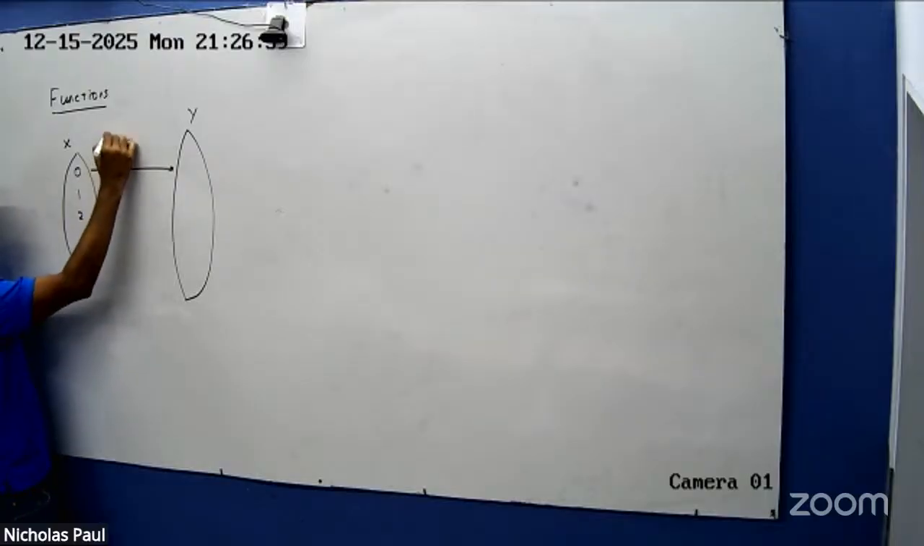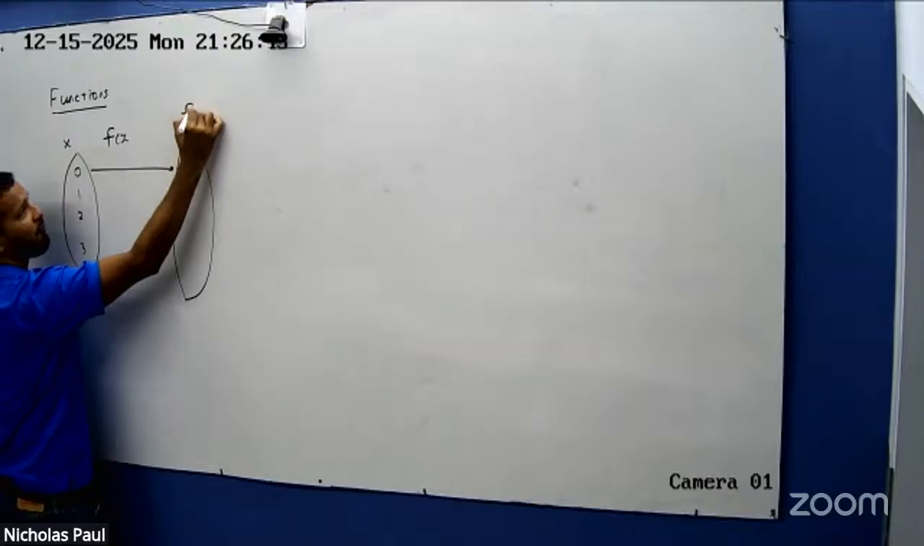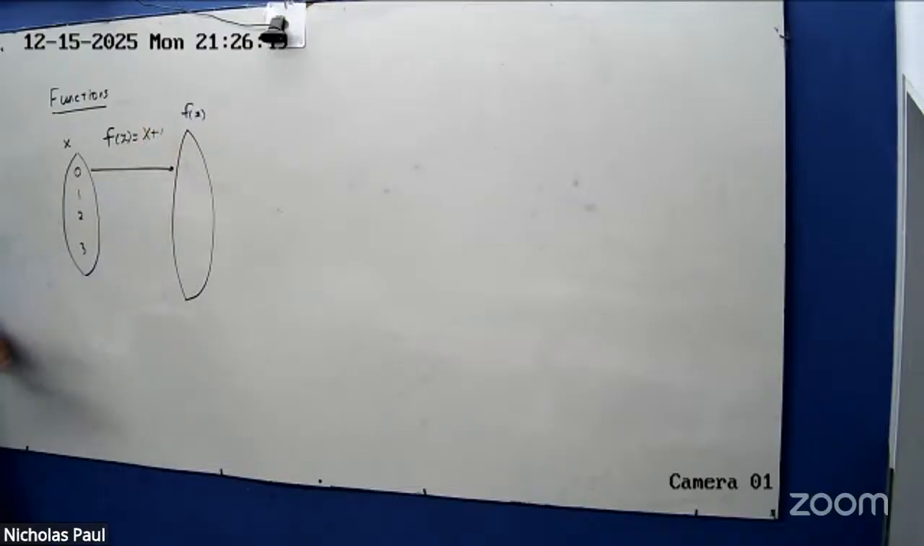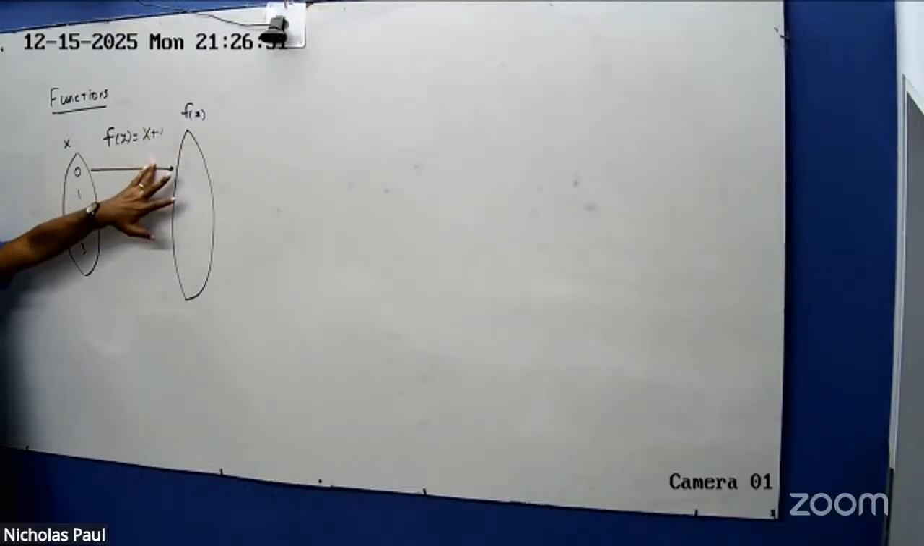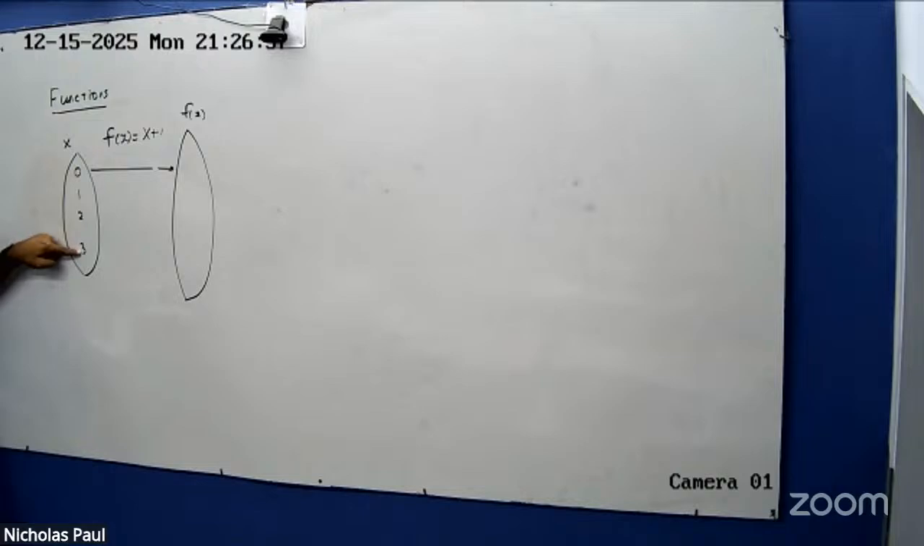So let's say the function is f of x. F of x is equal to, let's start real easy, x plus 1. What does this mean? For every x value, you're adding 1 to it, right? And these are all your x values here.